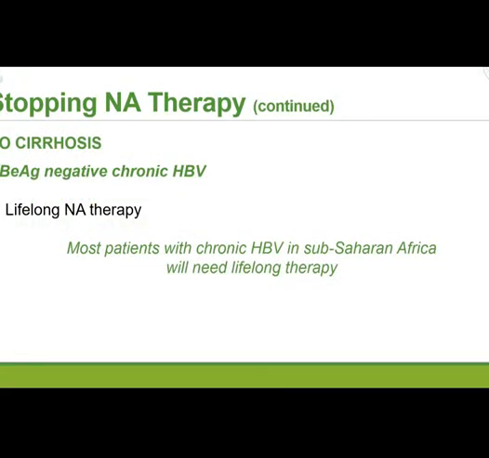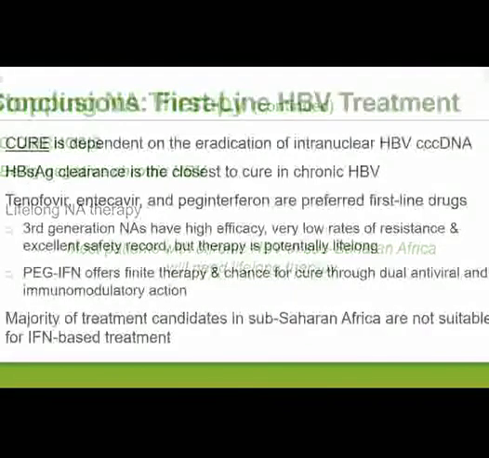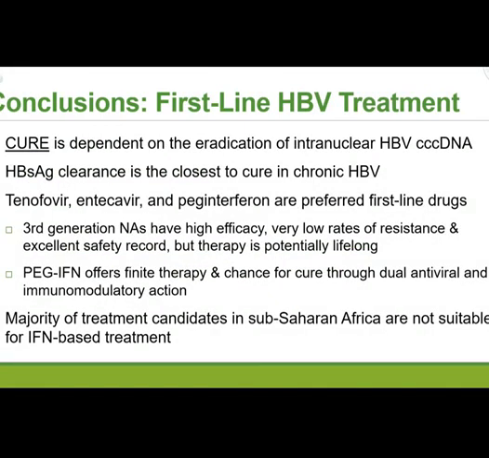In patients who are E antigen negative, we don't know when to stop, as we don't have any marker. The E antigen, which is our marker for stopping treatment, is not present in these patients. So it's a difficult decision, maybe lifelong. Cure is dependent on the eradication of intranuclear hepatitis B virus covalently closed circular DNA. Hepatitis B surface antigen clearance is the closest to cure in chronic hepatitis B.